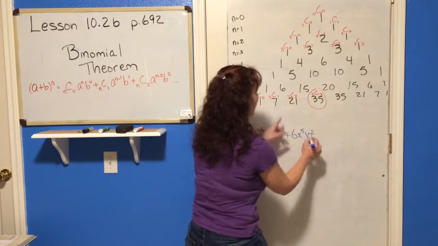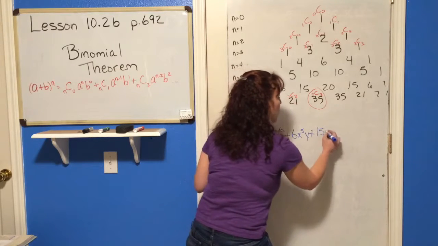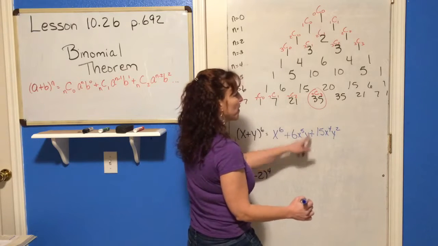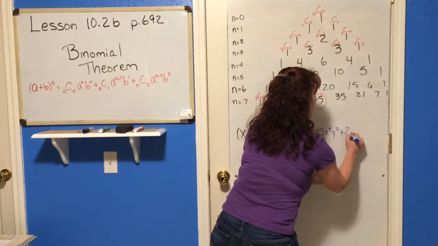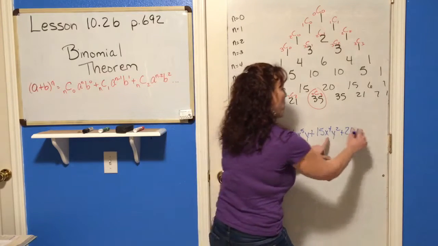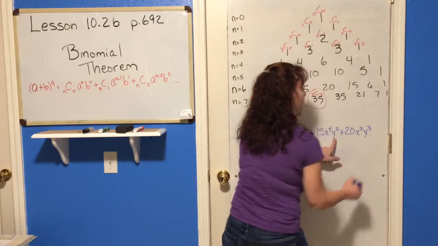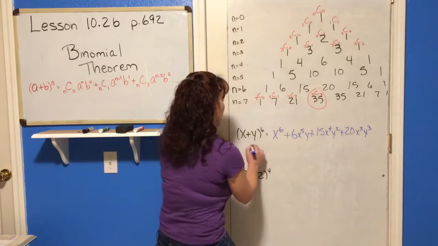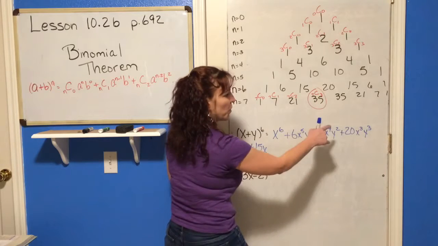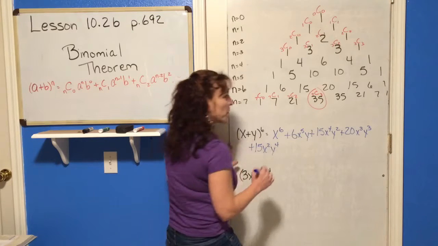Then you're going to add 15 as my coefficient, and the x is going to go down by 1, so x to the 4th. Y is going to go up 1, so that's 2. New coefficient, 20. The x is going to go down by 1, so x to the 3rd. Y is going to go up 1, so y to the 3rd. And we don't have enough space, so we're going to come down here. Plus, after 20 comes 15. And we have x, we were at 3, so we're going to go down to squared. Y was at 3, so it's going to go up to 4.